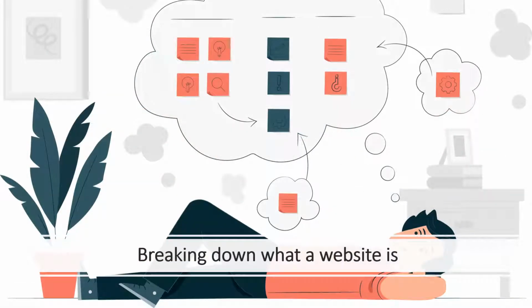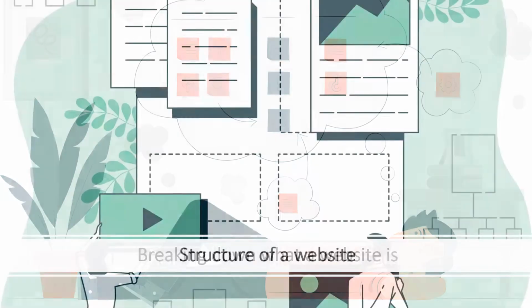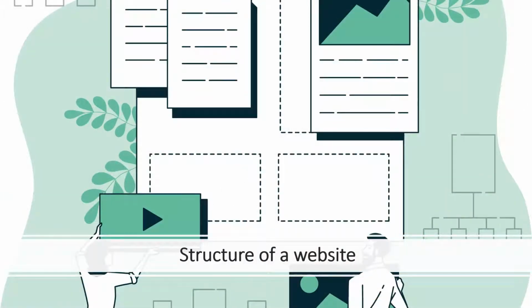So now that we understand what a web address is, let us break down what comprises a website. So first of all, there is the structure of a website. What I mean by structure is that inside a website, there are individual components and each of those components are placed in a certain manner. So a website has a structure in which each component comes at a specific location.